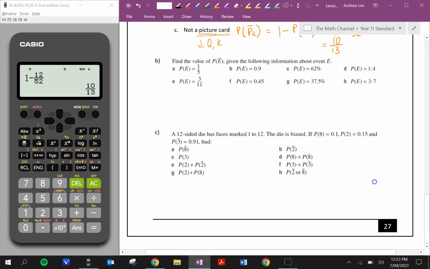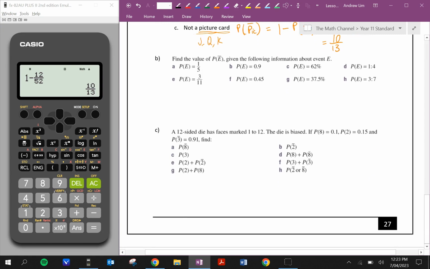All right, let's have a look at question B. Find the value of the complement given the following information about E. Okay, so if the probability of an event is 1/5, then the probability of the complement, what is that equal to? Okay, 1 minus 1/5 is 4/5. All right, why don't you pause the video and have a go with the rest of these.